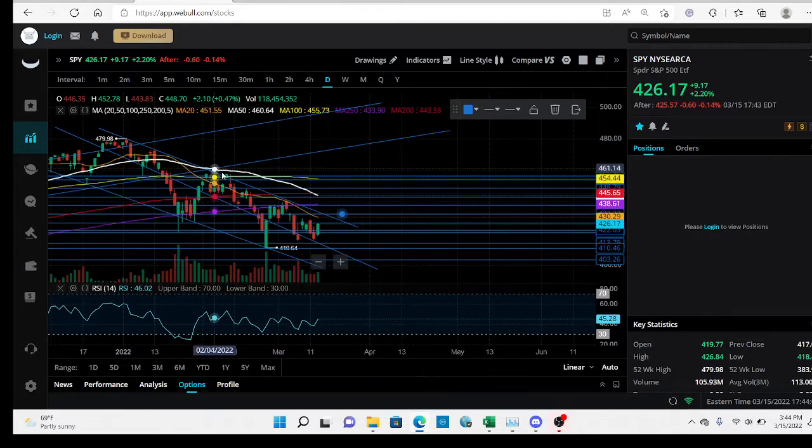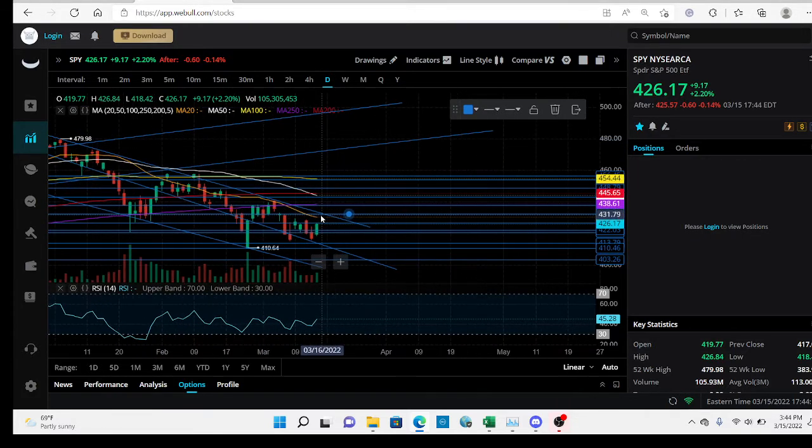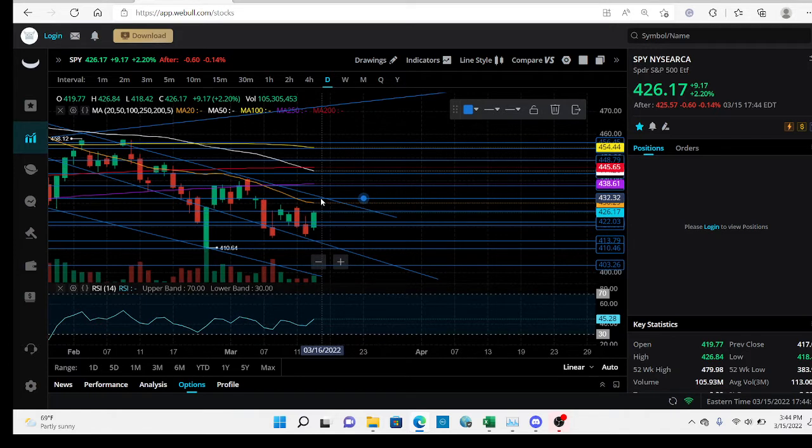So when I zoom out, you can see the top of that trend channel. So if we move there in the next day or two, the resistance here is going to be 432.32 about.